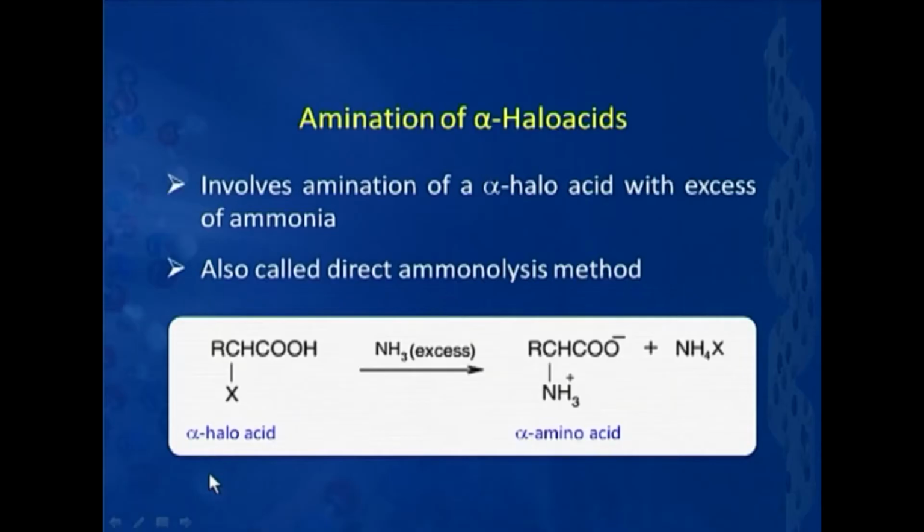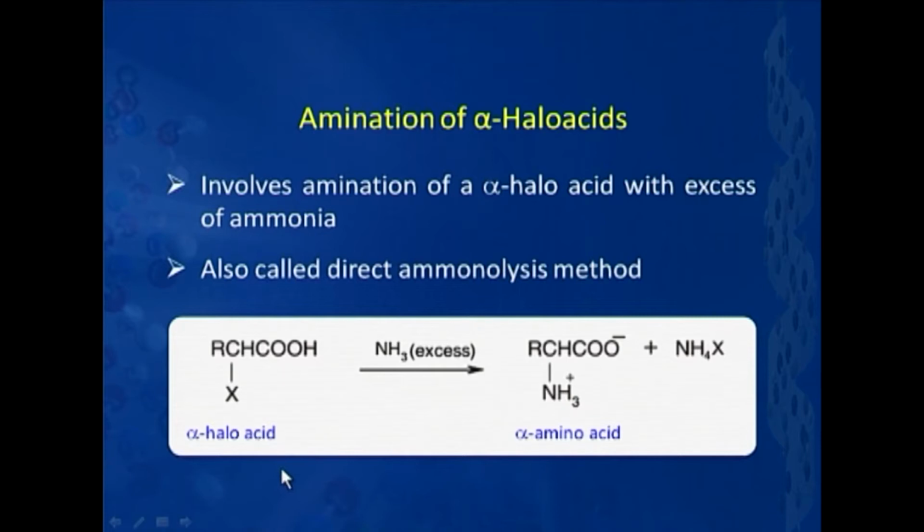Let us pick up the second method. The second method, as I mentioned earlier, is amination of alpha halo acids. As the name suggests, it involves amination of alpha halo acids with excess of ammonia, and it is also referred to as a direct ammonolysis method. What basically we do is we take an alpha halo acid. I am sure that we are able to gauge here that our strategy is we start with some kind of a grouping in the alpha position, and then we try to introduce our amino group over there. So, we start with the carboxylic acid, and then we try to introduce an amino group in the alpha position there.